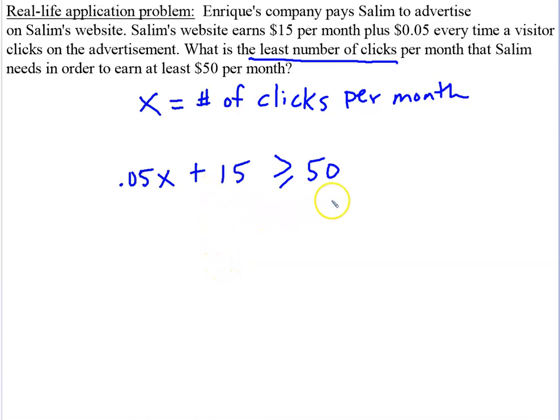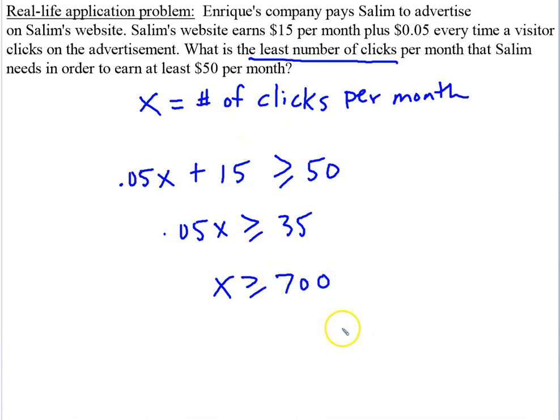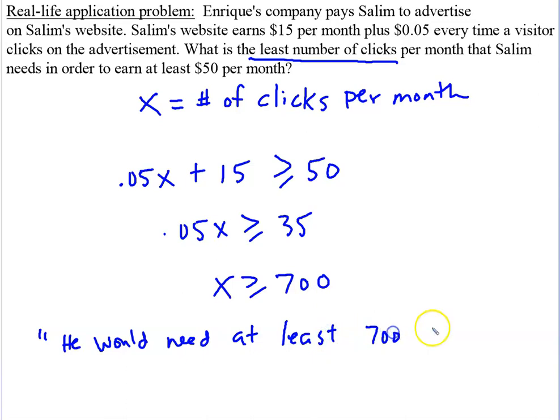So now we're ready to solve for x. Subtract 15 from both sides. And we'll divide by 0.05 on both sides. And we get our number of clicks must be at least 700. And so we typically like to answer a word problem with a phrase. We could say something like this: he would need at least 700 clicks.